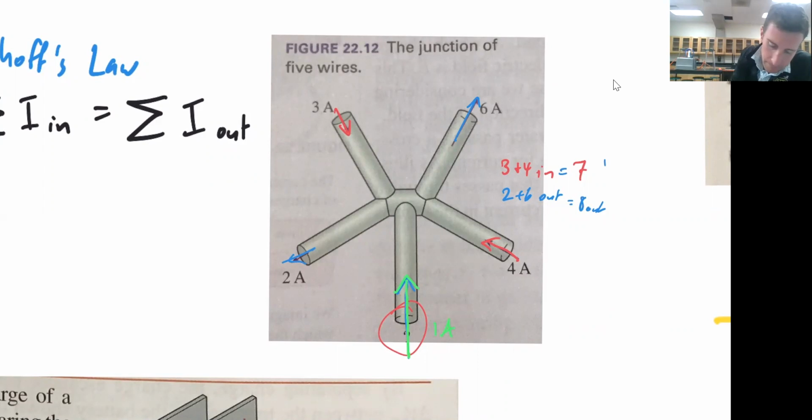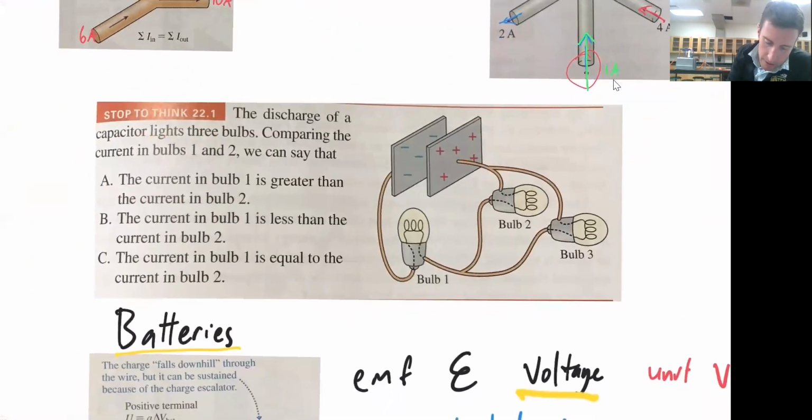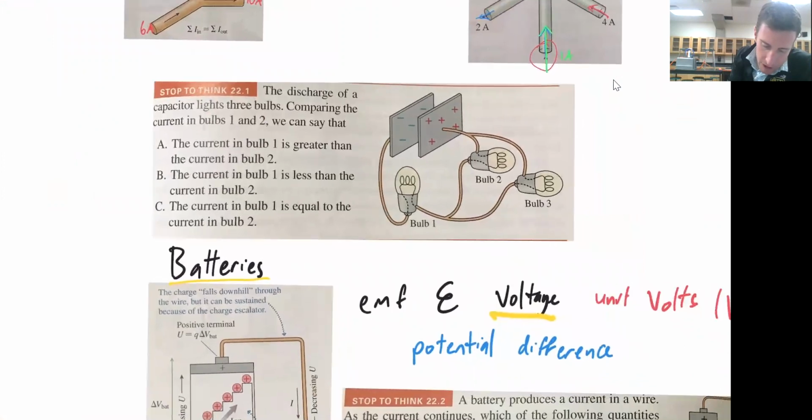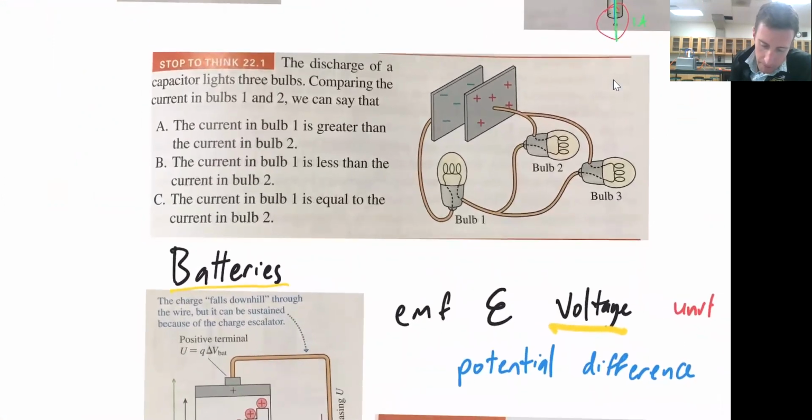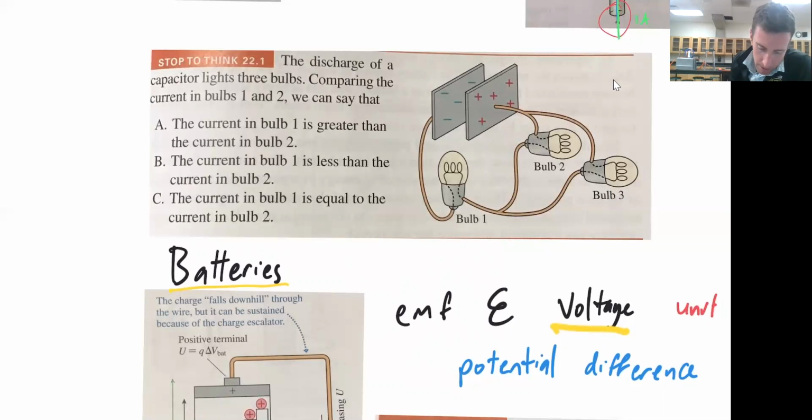Cool. All right. So let's do a little stop and think. The discharge of a capacitor lights 3 bulbs. Comparing the current in bulbs 1 and 2, we can say that the current in bulb 1 is greater than the current in bulb 2. Okay, so we have current coming through here, and then the current has to split in 2 ways, right? It goes through 2 and 3, and then it comes back together here and goes through bulb 1. So bulb 1 gets all of the current. Bulbs 2 and 3 only get a part of the current.